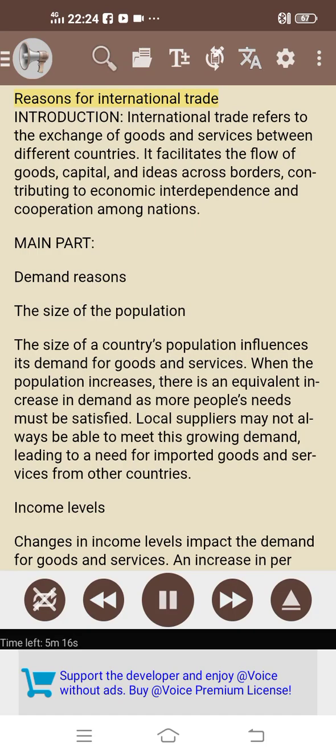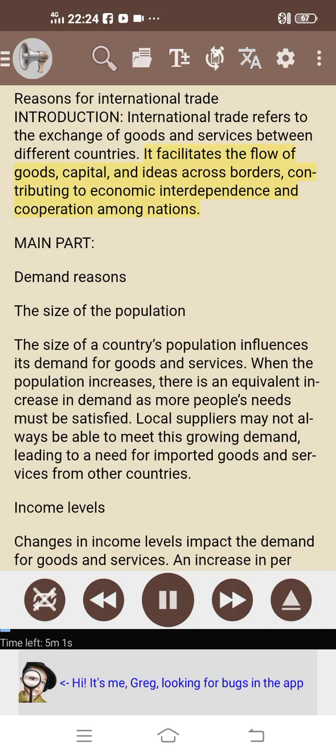Reasons for international trade. Introduction. International trade refers to the exchange of goods and services between different countries. It facilitates the flow of goods, capital, and ideas across borders, contributing to economic interdependence and cooperation among nations.